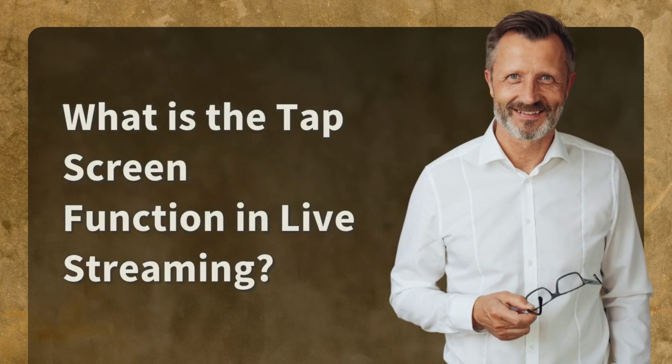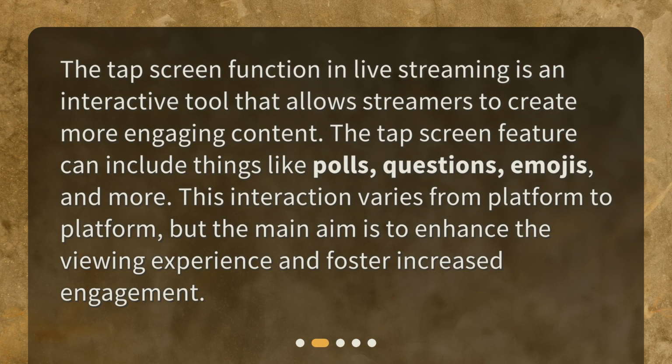What is the tap screen function in live streaming? The tap screen function in live streaming is an interactive tool that allows streamers to create more engaging content. The tap screen feature can include things like polls, questions, emojis, and more. This interaction varies from platform to platform, but the main aim is to enhance the viewing experience and foster increased engagement.